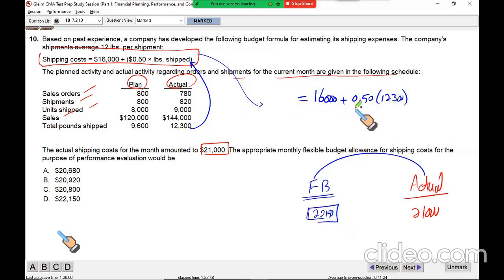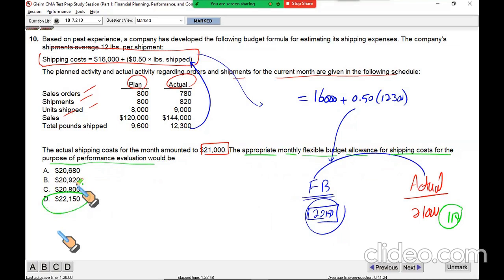As per my flexible budget formula, this should be my cost, but my actual cost is less. It is less by 1,150. 1,150 is my favorable variance. That is not required. The question only says the appropriate monthly flexible budget allowance for shipping costs for the purpose of performance evaluation is 22,150, and that makes D the correct option. This is what you should be comparing your budgets with.